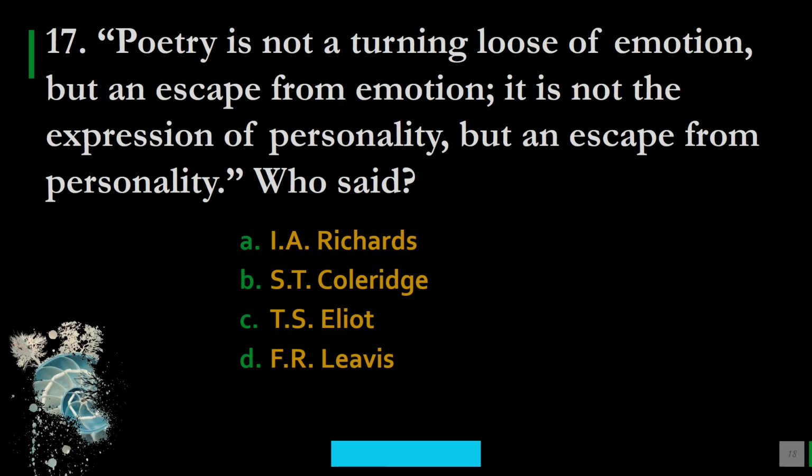Question 17. Poetry is not a turning loose of emotion but an escape from emotion. It is not the expression of personality but an escape from personality. Who said this? This is a famous statement. We have options A. I.A. Richards, B. S.T. Coleridge, C. T.S. Eliot, and D. F.R. Leavis. Please put down your option, and the correct option is T.S. Eliot. These words are of T.S. Eliot's. Poetry is not a turning loose of emotion but an escape from emotion. It is not the expression of personality but an escape from personality.